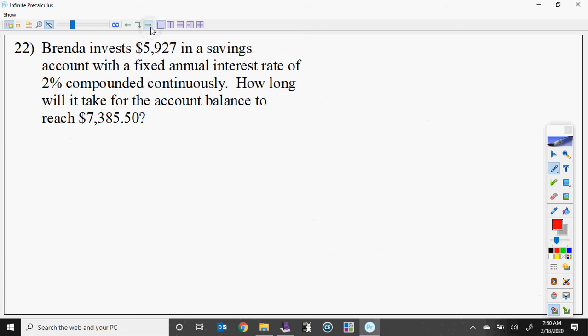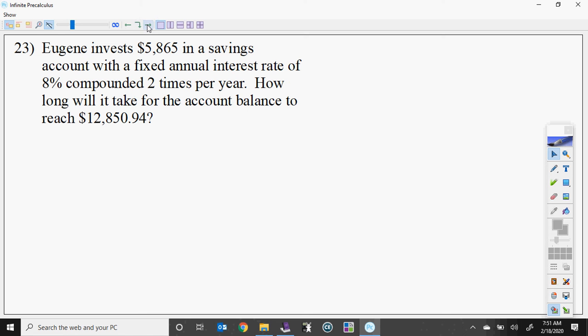All right. There's number 22. Go ahead and hit pause, try it, and I'll give you the answer. All right, so the answer for number 22 is 11 years. 11 years to reach that amount of money.